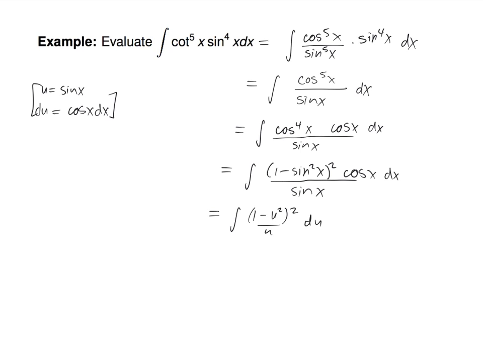So what do you get when you square? u to the fourth minus 2u squared plus 1. Does it matter that the order was changed a teensy bit? Everybody else? No. Okay.